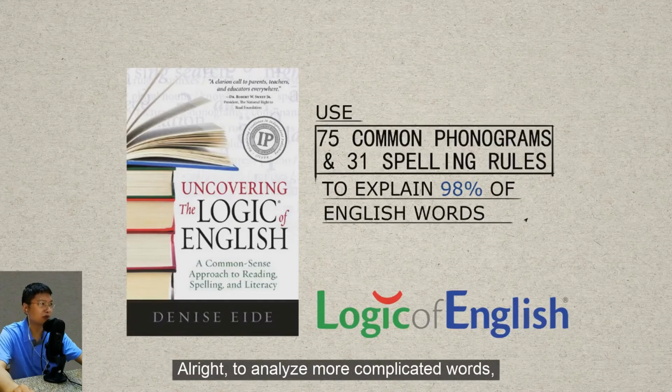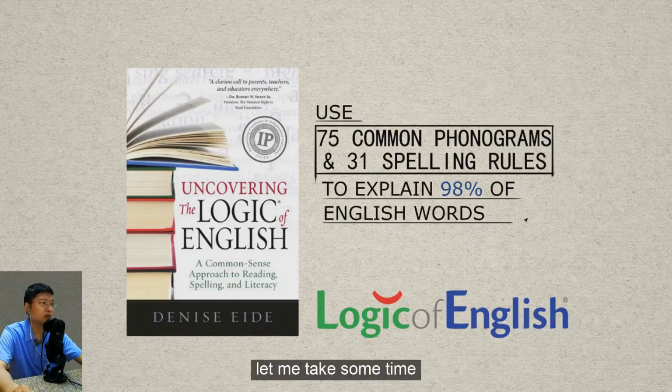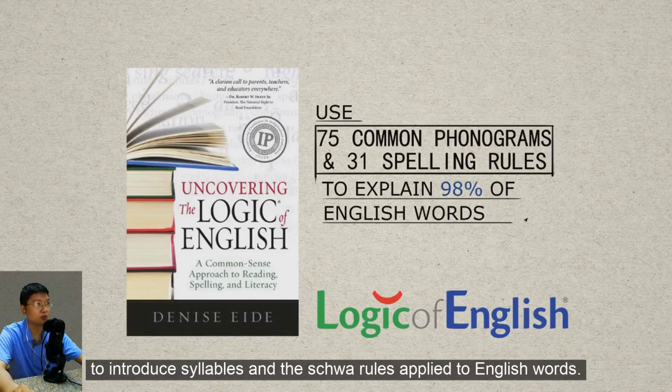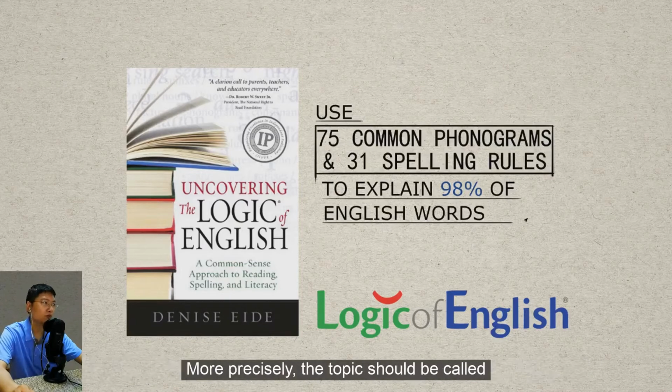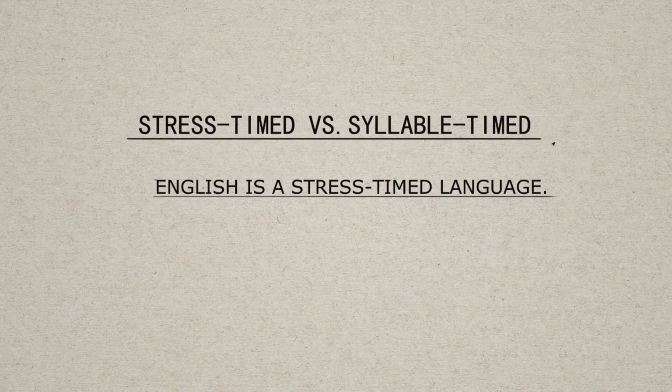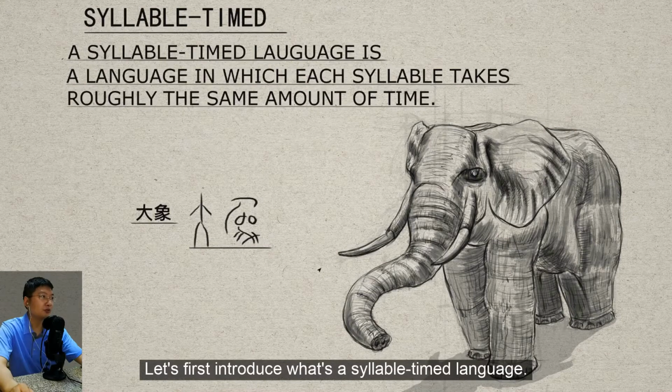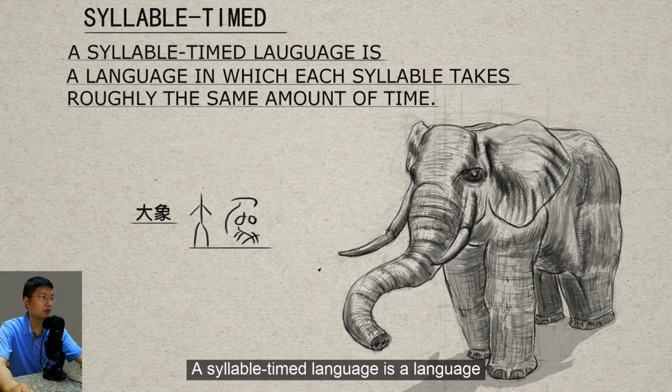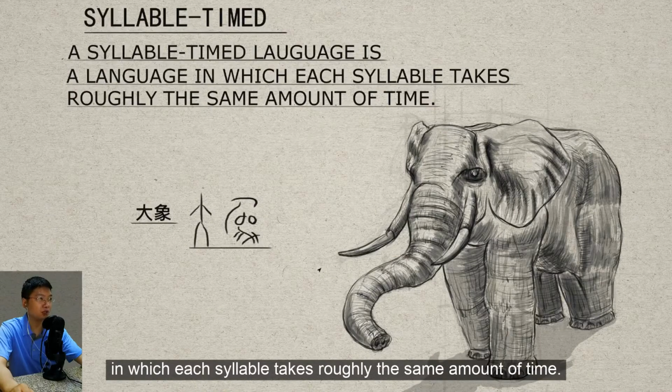Alright, to analyze more complicated words, let me take some time to introduce syllables and short rules applied to English words. More precisely, the topic shall be called stress-timed versus syllable-timed. In fact, English belongs to the stress-timed category. Let's first introduce what a syllable-timed language is. A syllable-timed language is a language in which each syllable takes roughly the same amount of time.